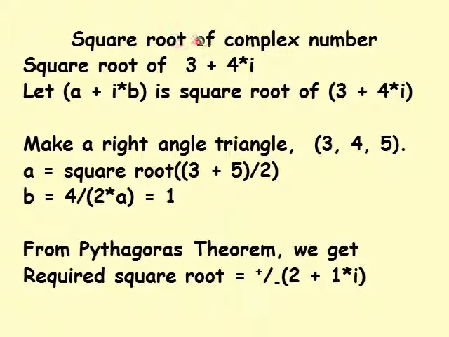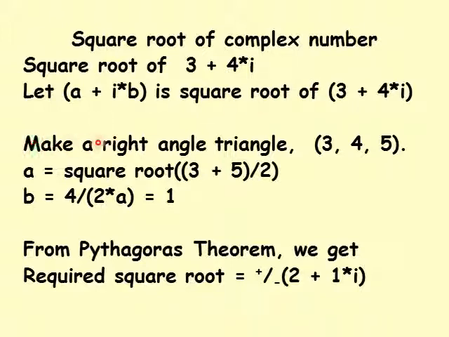Okay, we are now going to find the square root of a complex number, which is a little harder to do, but with Indian math we can do it more easily. The example I'm going to take is 3 plus 4i, and for notation I'm going to let a plus i times b be the square root of 3 plus 4i. This is my assumed square root of the given number.